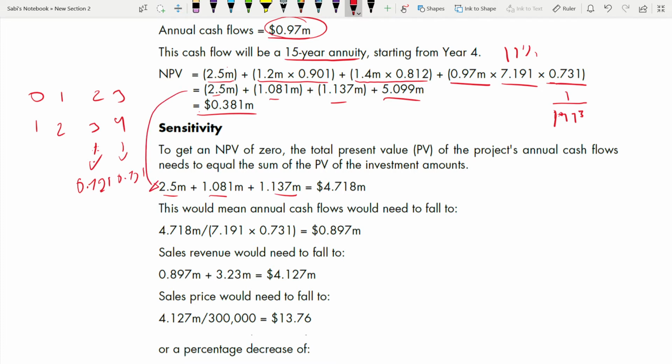And it needs to be equal to your inflow. So this is the total of your outflow, and this needs to be equal to the inflow as well. But your inflow, if you see, is 5.099, which would mean annual cash flows need to fall. Your inflow is this much, but your outflow is something like 4.718. So your inflow has to be reduced for it to be equal to your outflow.